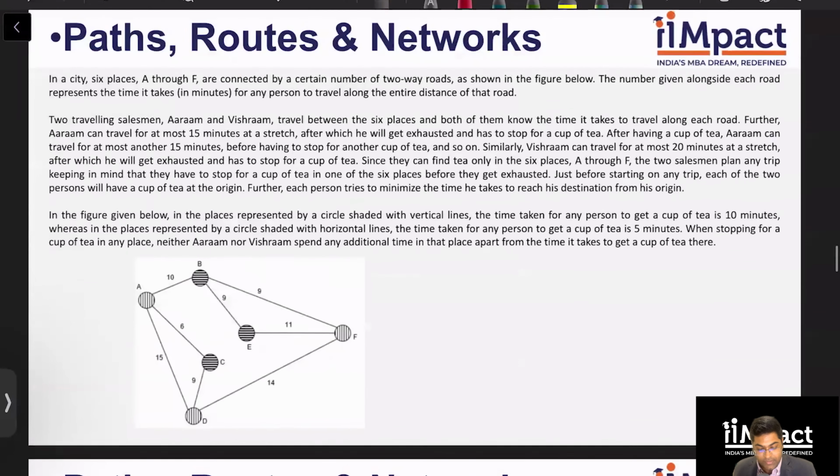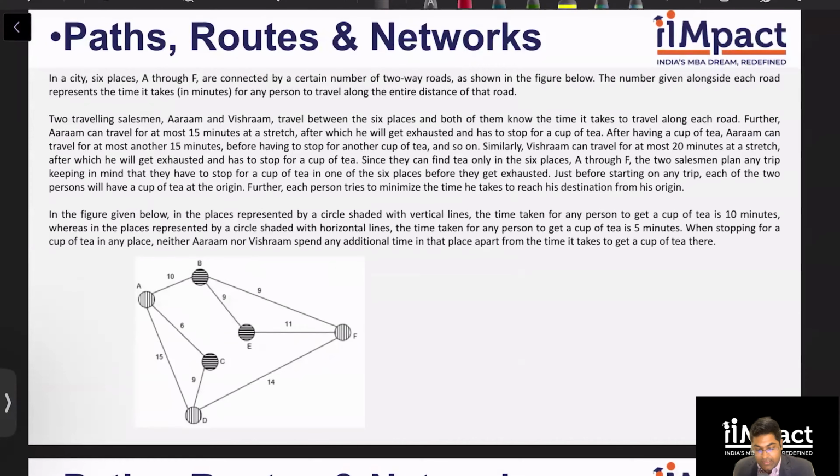Okay, this is another interesting one. So in a city, 6 places A through F are connected by a certain number of two-way roads. The number given alongside each represent time taken in minutes for any person to travel along the entire distance of that road. Guys, always remember this, right? If the numbers on the arrows are minutes or kilometers and whatever, don't mess up the units of measurement, because sometimes they just might add an element of speed and ask you the other thing like time or distance. So don't get confused.